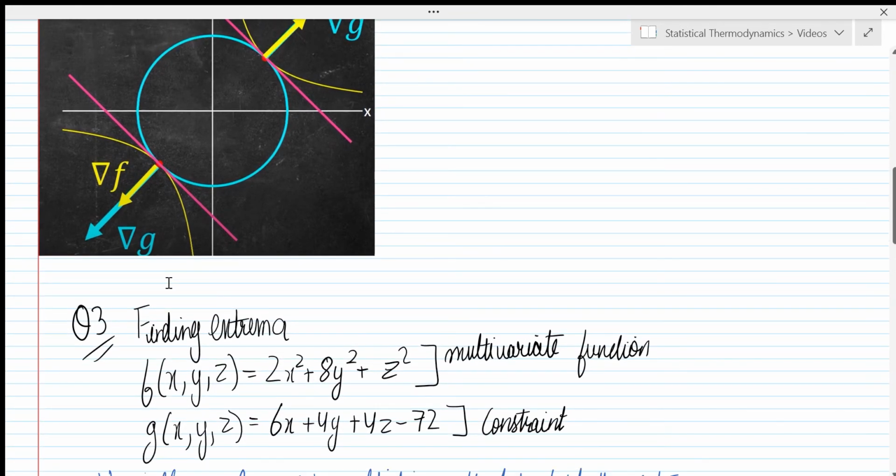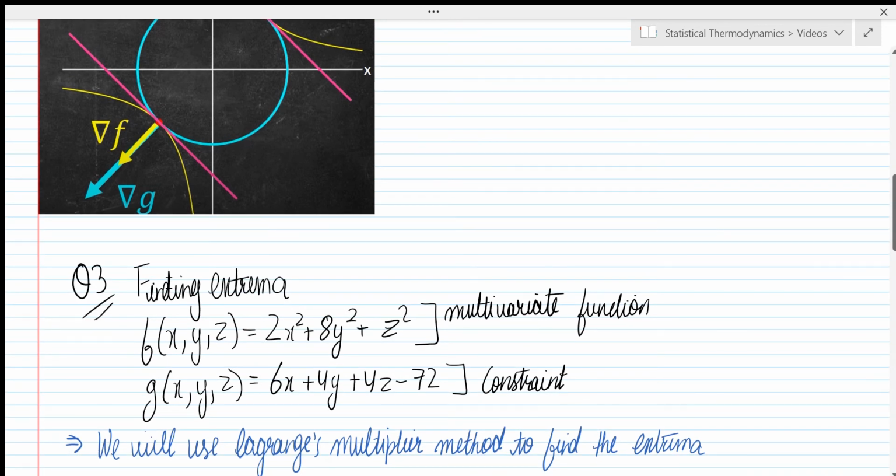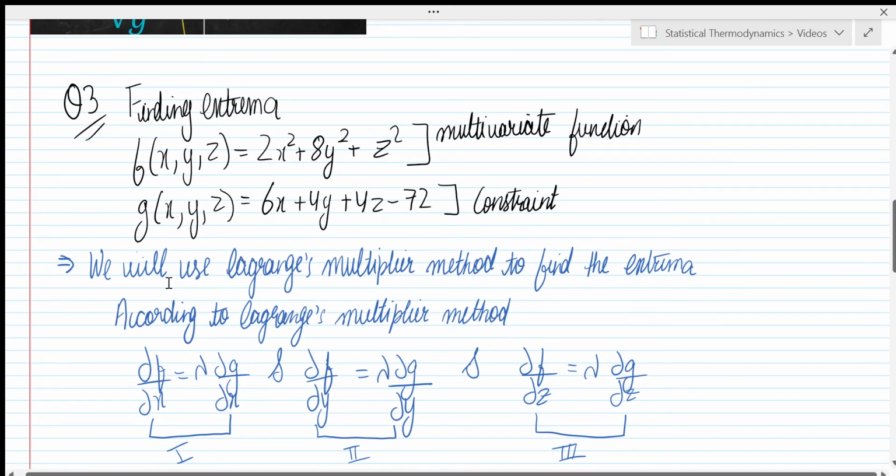So in the question, we are given that we want to find the minima for the multivariate function f, which is constrained by function g. These are the equations of the functions, and we will use the Lagrange multiplier method that we just discussed in this question. So according to the Lagrange multiplier method, the gradients of both the function and the constraint curve would be scalar multiples. So here we are using that logic, and the partial derivative of f with respect to x is a scalar multiple of the partial derivative of g with respect to x. Similarly for the other directions as well.